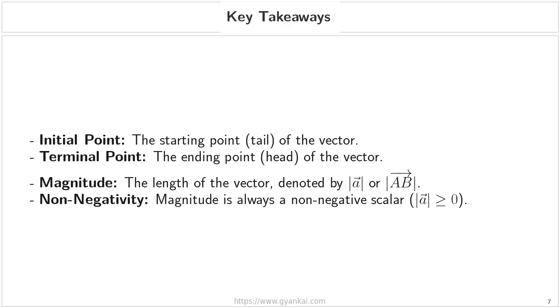Finally, and this is a crucial rule to keep in mind for your future algebra work, remember the property of non-negativity. The magnitude is always a non-negative scalar. In mathematical terms, we express this as the absolute value of a vector is greater than or equal to 0. This means you will never encounter a negative value when calculating length or distance.